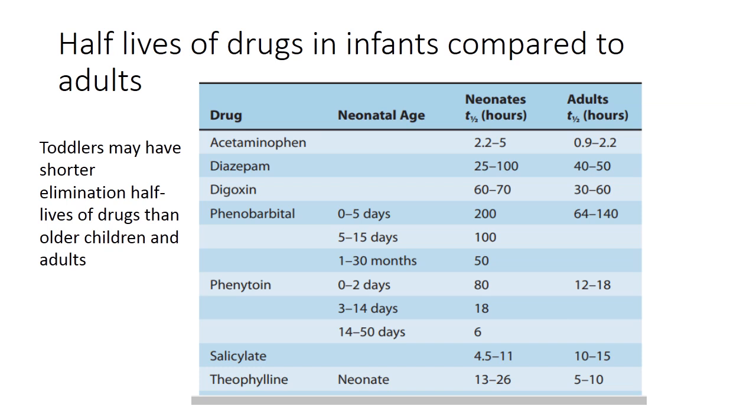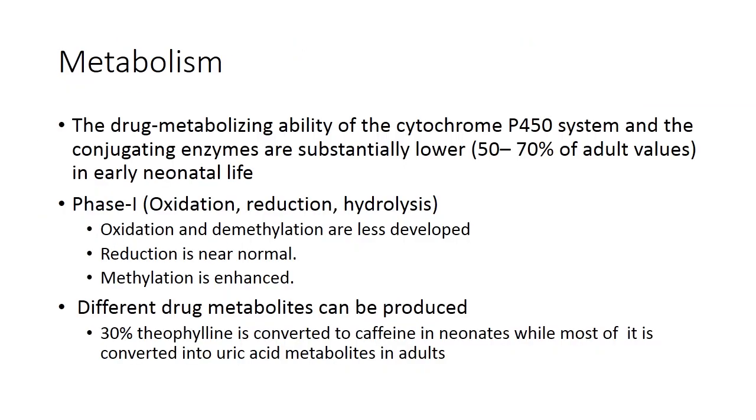Now, in general, neonates may show a half-life of paracetamol which is roughly double that of adults. Similarly, diazepam half-life is roughly double to adults. Digoxin half-life is also roughly double to adults, whereas phenytoin half-life is increased more than double. Phenobarbital half-life is increased. Salicylate half-life is mostly unchanged, and theophylline half-life is also increased. Therefore, drugs whose half-lives are increased have to be given at a lesser dose in neonates as compared to toddlers.